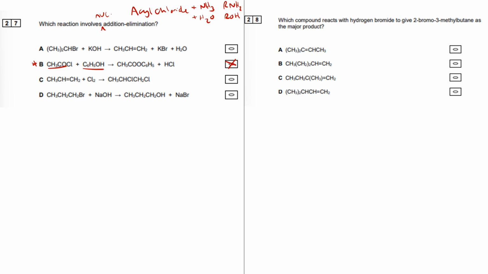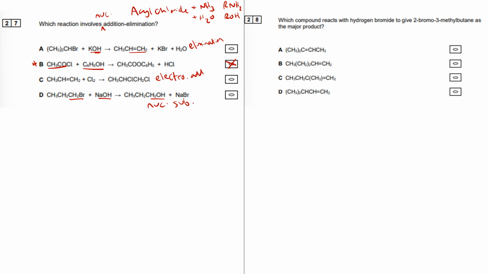If you selected A, C or D, I'll just go through those to highlight what the mechanism is. So in A, you're adding hydroxide to a haloalkane to make an alkene. A is base elimination. C, you have an alkene plus a halogen to make a dihaloalkane. The mechanism for alkenes is electrophilic addition. And finally, D, you have a haloalkane plus a hydroxide to make an alcohol. That one is nucleophilic substitution.